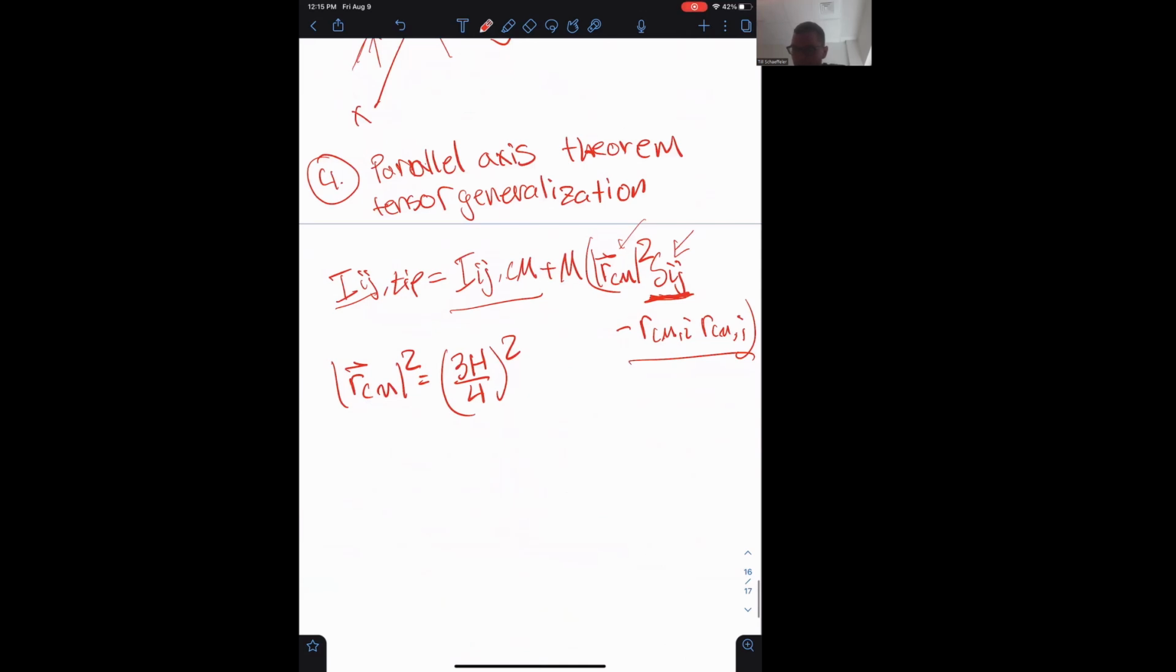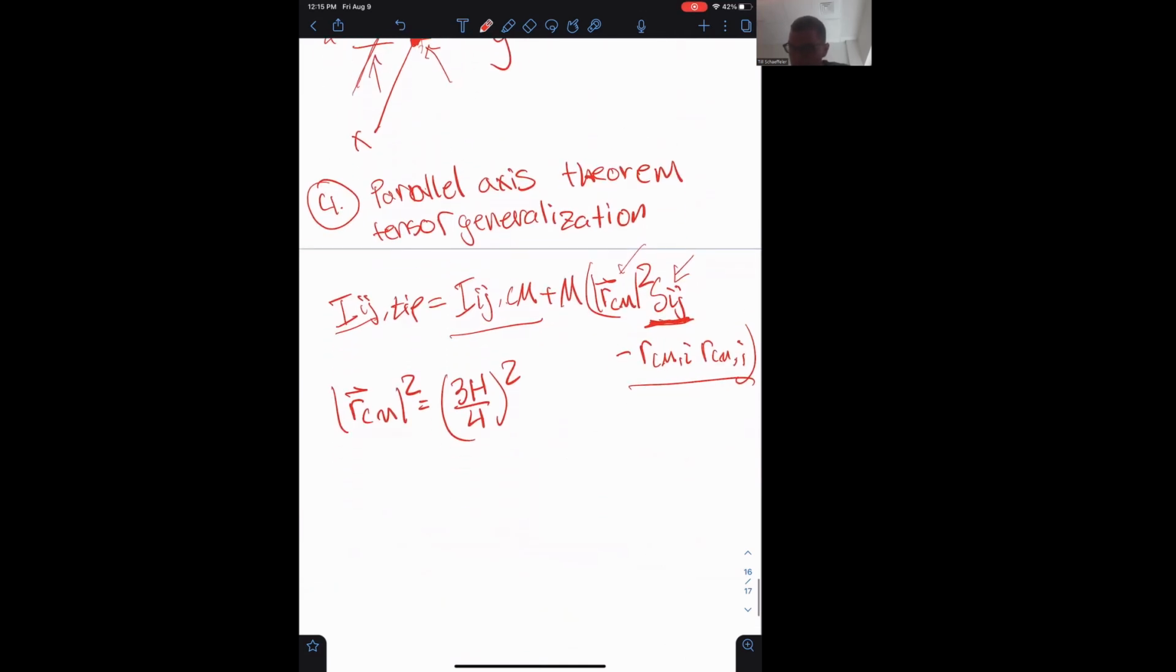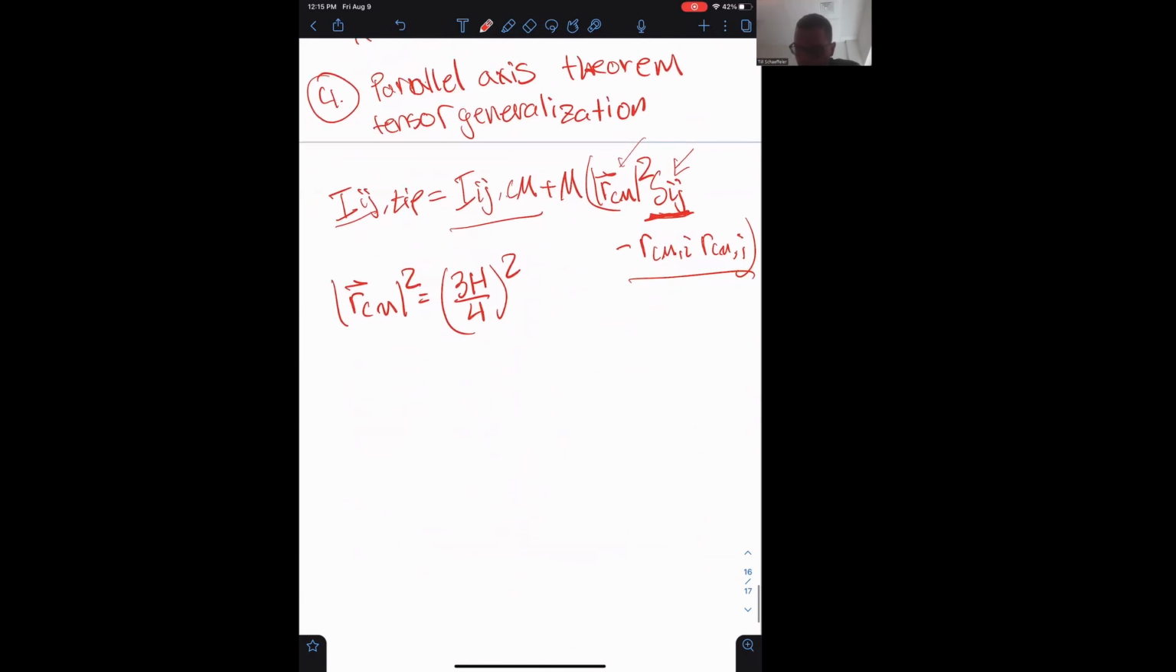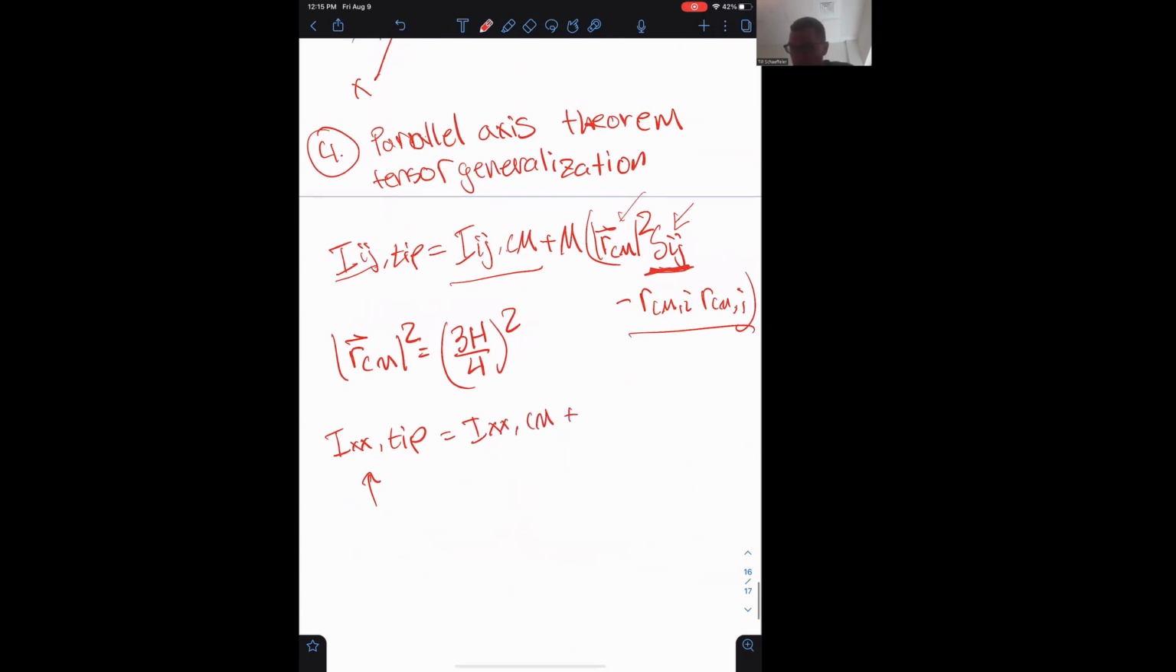So for example, let's just do the first one, because I think it will make more sense if I just do it. So I x of the tip, we have this already from the first part, and we want to solve for I x in the center of mass, right? So what do we have to do? We have to add this. So we're going to have this because x is equal to x. So we get a 1 from the delta function. We have this part here.